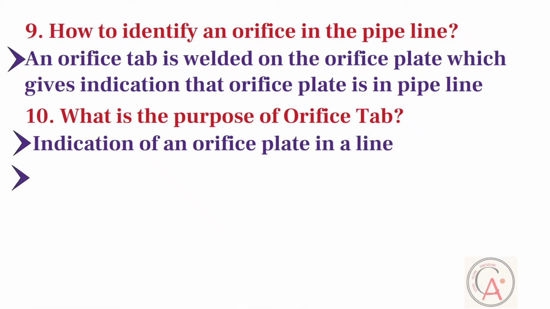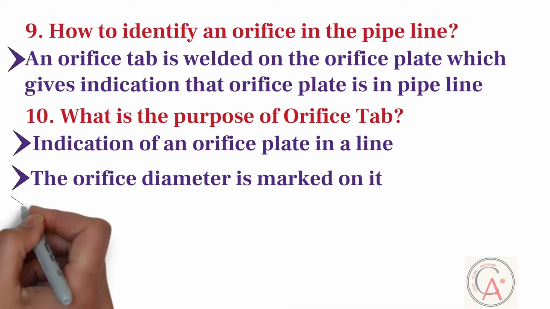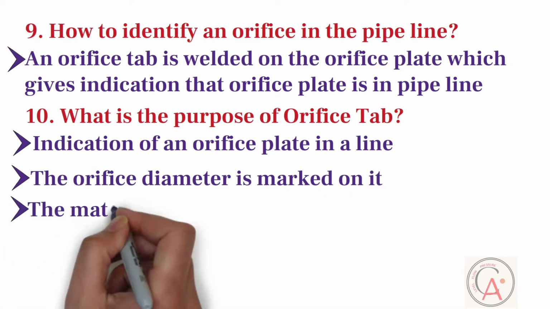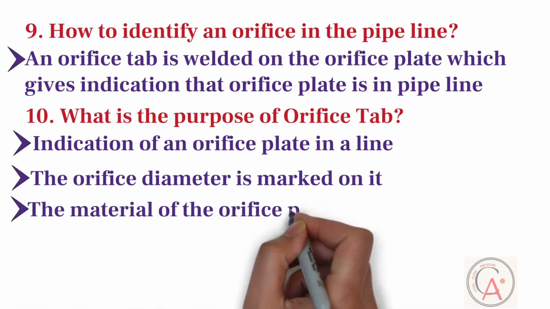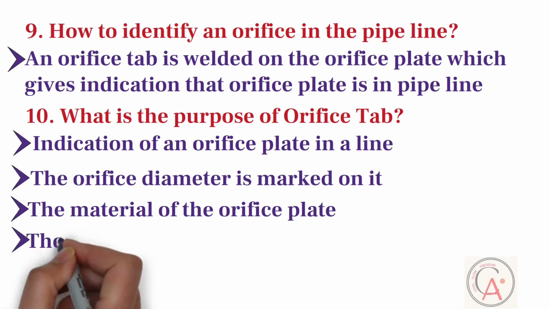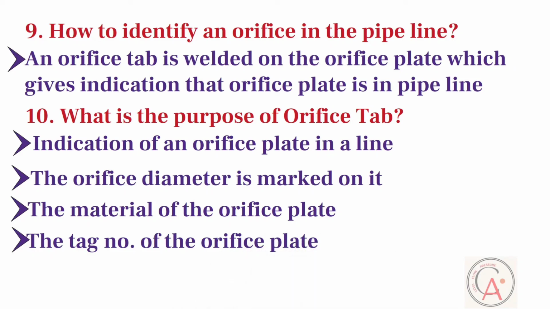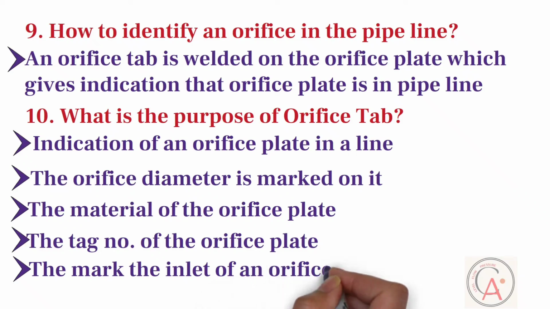Orifice tab is also useful because it has the information about the orifice diameter. In addition to this, it also gives the useful information about the material of orifice plate. Furthermore, the tag number of the orifice plate is also mentioned on it. Last but not least, orifice tab has mark on it, which gives indication of inlet of the orifice.